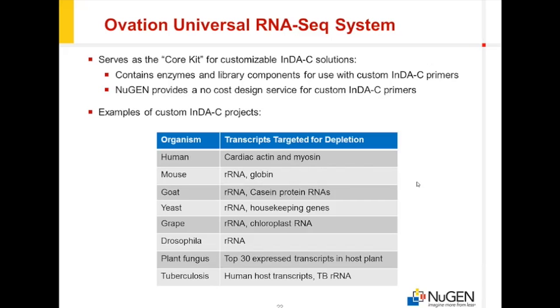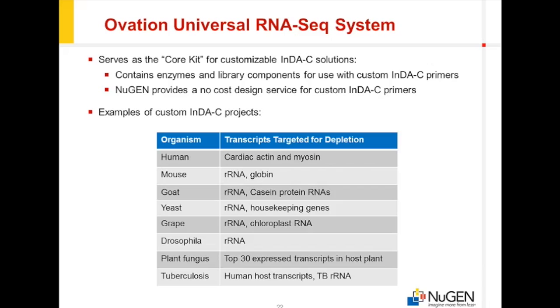This is an interesting project with goat. In this case, it was work that was being done related to the cheese industry, the production of cheese as a food source. Turns out, in this case, they were working with goat mammary gland samples where the casein proteins, which are milk proteins, transcripts to these different proteins are highly prevalent, as is ribosomal RNA. So by depleting the levels of the casein proteins as well as ribosomal RNA, these researchers were able to heighten the levels of informative transcripts in their libraries.